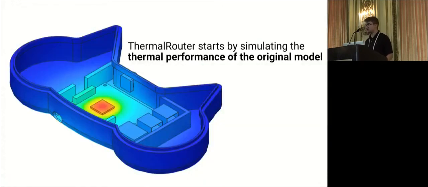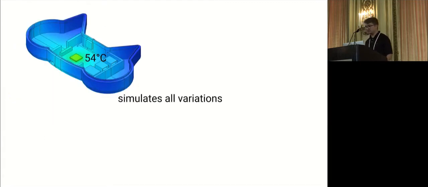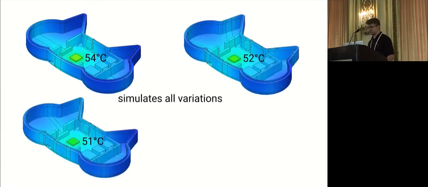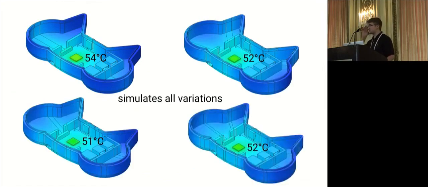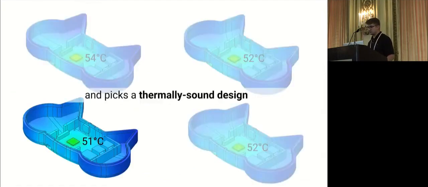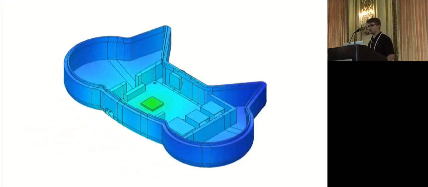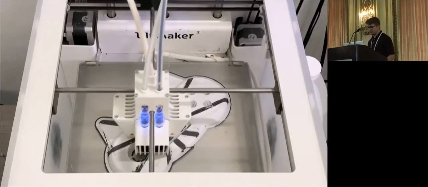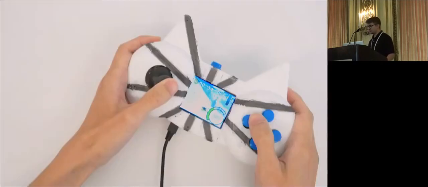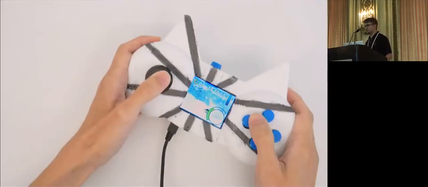So after these very simple inputs from the user, ThermalRouter now automatically simulates the performance of the original model, followed by these many variations of branching heat channels, and then picks the design that best meets the user's specified goal. By default, this is lowering the maximum temperature, in this case the CPU, but it can also be something like smoothing the thermal gradient in order to reduce hotspots. So the user can now go print and play because the heat channels have cooled down their CPU.